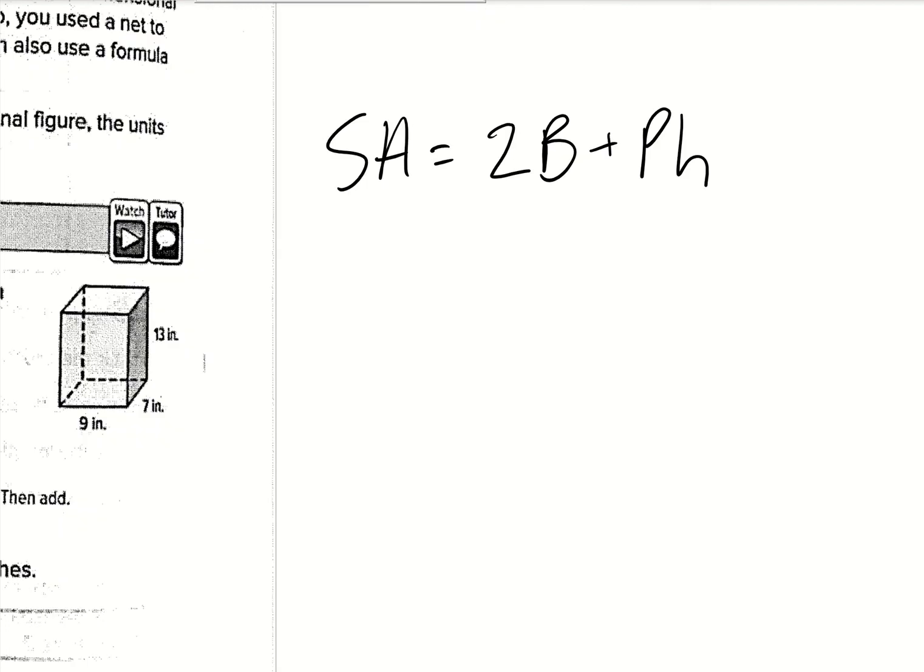All right, so let's go ahead and jump into it. So once we have the formula, if we choose to use the formula, we are just going to plug in. All right, so we have surface area equals 2 times B. Well, B is the area of the base. In order to find the area of the base, we're just looking at the area of a rectangle. Remember, that is length times width. Okay, and when I do length times width, that's going to be 7 times 9, which is going to give us 63.